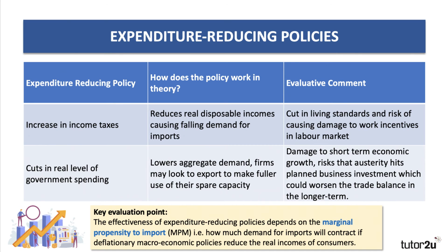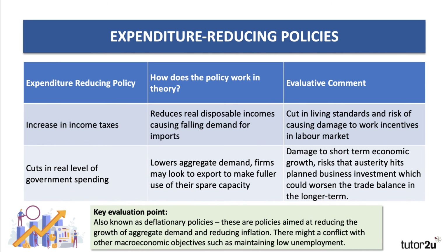The effectiveness, the impact of expenditure reducing policies does depend on the marginal propensity to import, MPM. In other words, if you reduce incomes in real terms, how much do people spend less on imported goods and services? Another key evaluation point is that these are deflationary policies. Well, okay, they're aimed at controlling demand, bringing down aggregate demand and reducing inflationary pressure. But there could well be a conflict with other macro objectives, such as maintaining low unemployment.